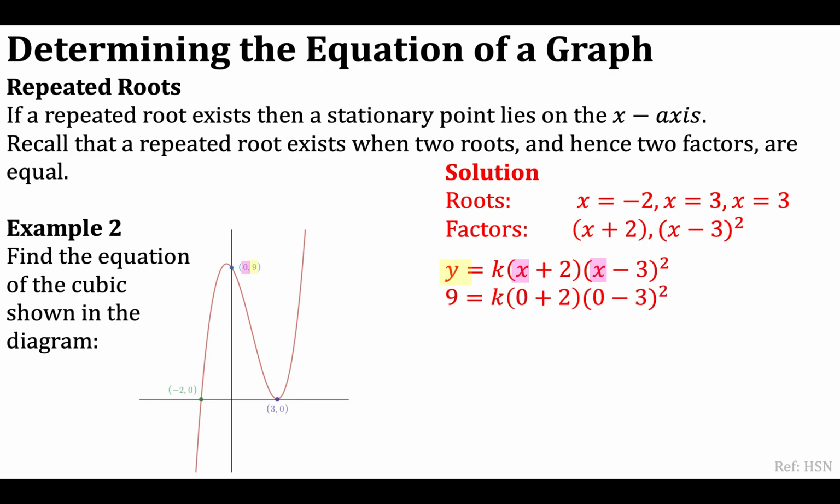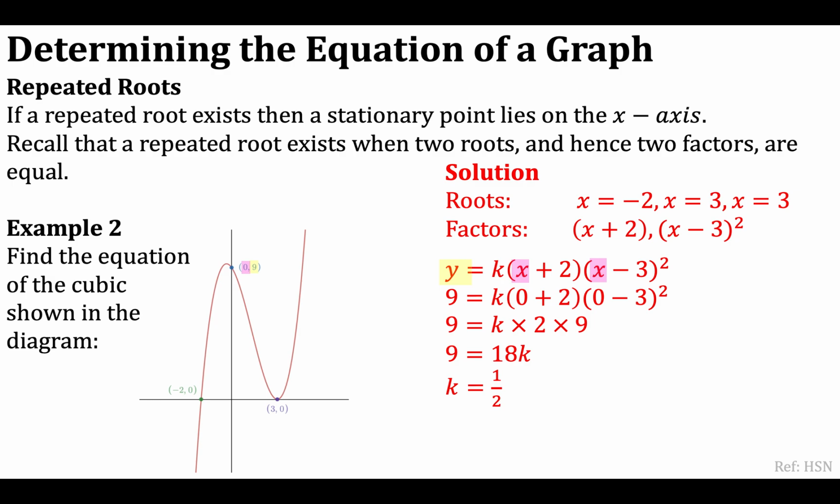So we've got that point (0, 9), so we want to use that and substitute into the equation. So that'll give us 9 equals k times (0 plus 2) times (0 minus 3) all squared. And 9 is equal to k times 2 multiplied by, remember, negative 3 all squared gives us positive 9. That's the same as 18k on the right hand side, and dividing throughout by 18, well, k would be 9/18ths, which is the same as a half.